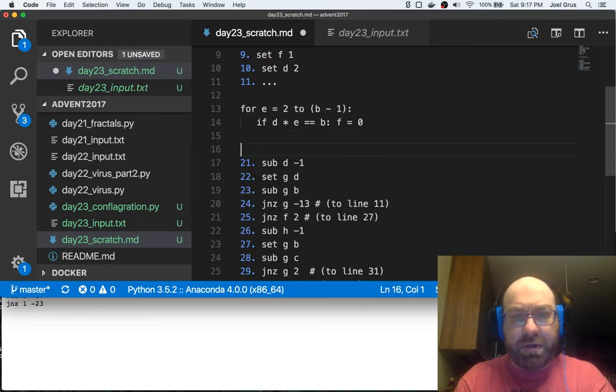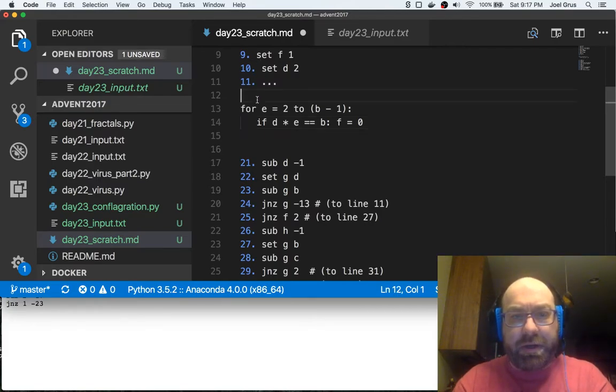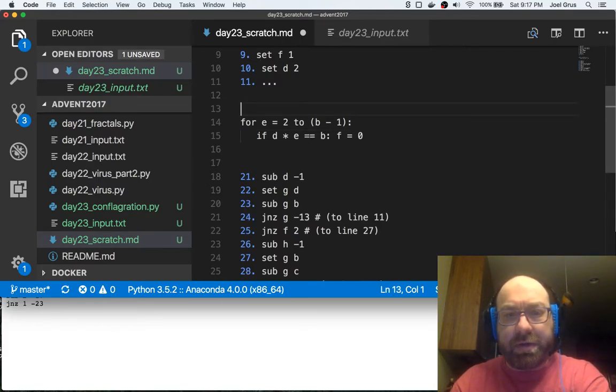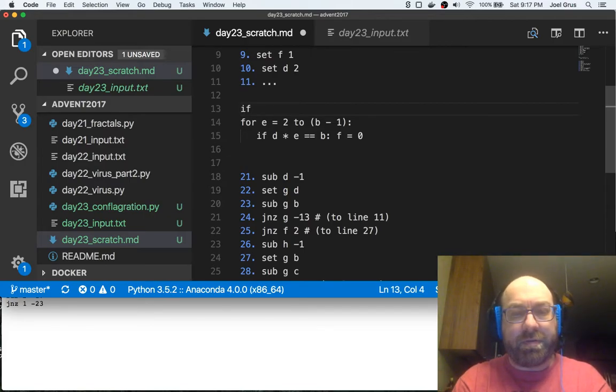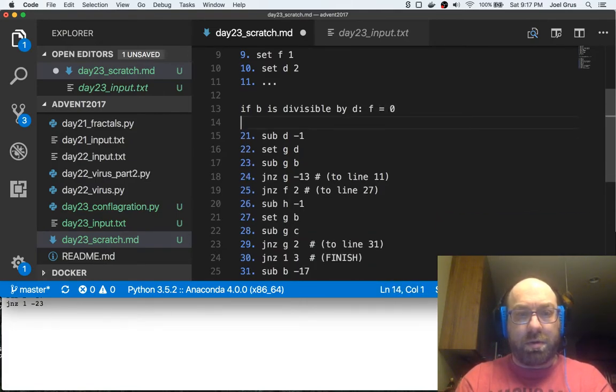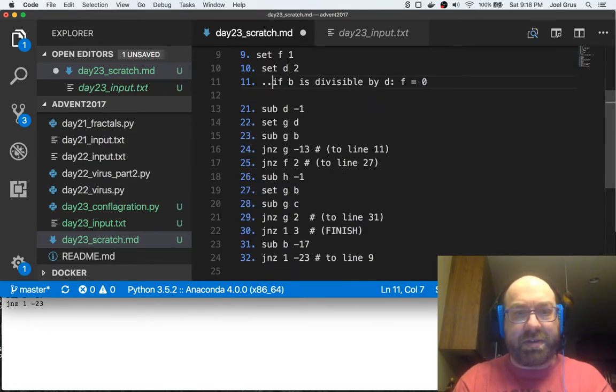Okay, and so now what is this saying? For E equals B, we're looking at every E and saying for whatever D equals, can we multiply it by something and get B? So in other words, if B is divisible by D, set F equal to 0. And so that's basically what line 11 is doing.